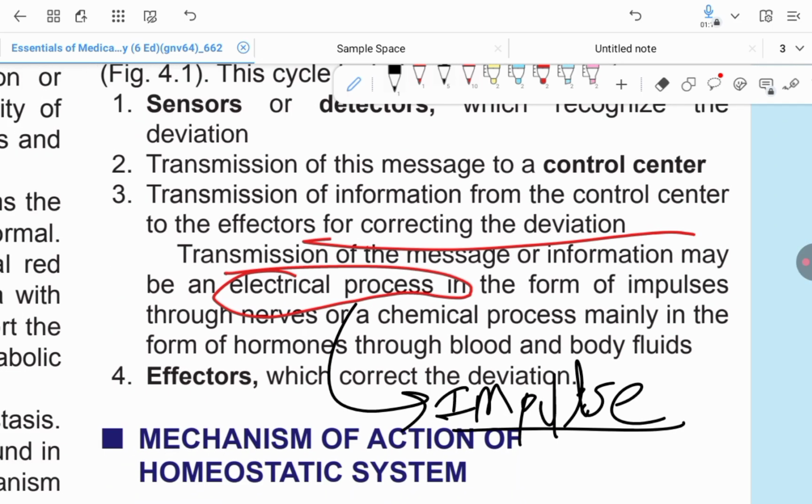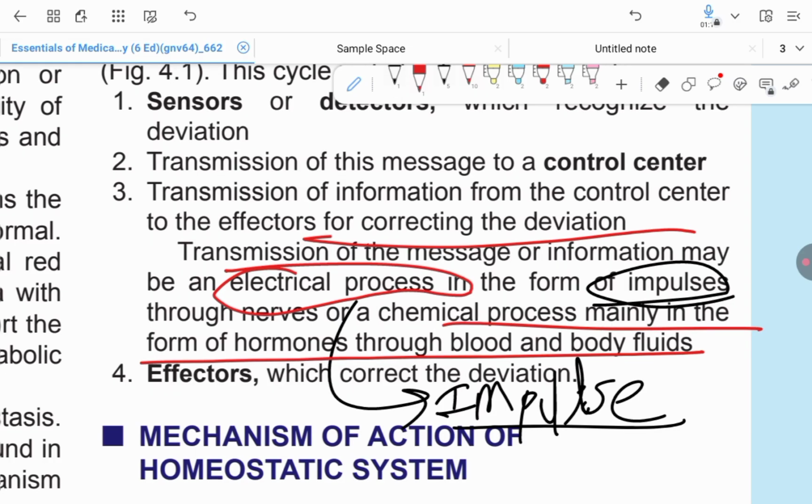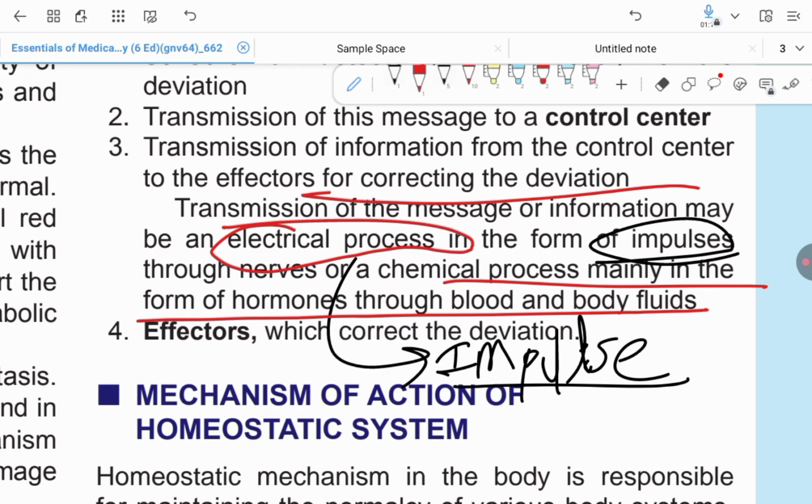Okay, yes, they are given here. Through neural or the chemical process, mainly in the form of hormone through blood or body fluid. In a chemical process, it is in the form of hormone through blood or body fluid, or in a neural process, it is in the form of impulse or electrical process.